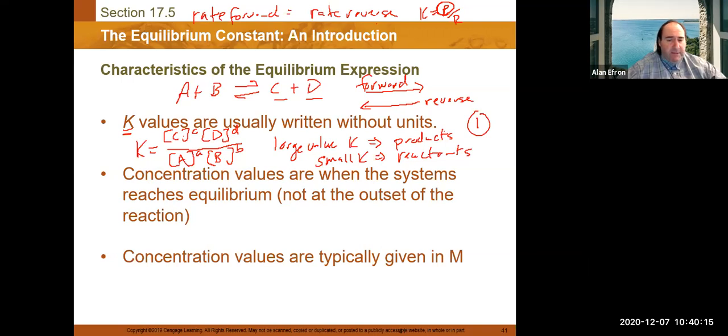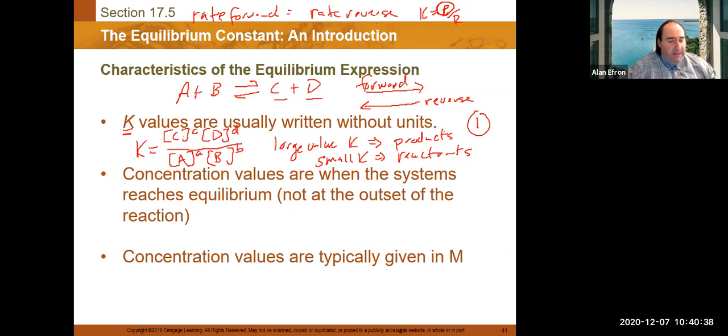Any questions on any of that stuff we talked about last time? I think we also finished up by talking about ways you can manipulate the K value. Again, sometimes you need to reverse a reaction. And remember, if you reverse a reaction, you basically take 1 over the K value.